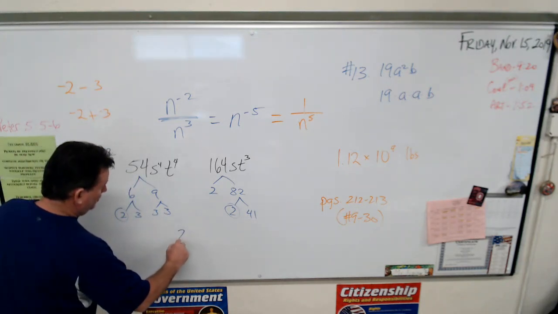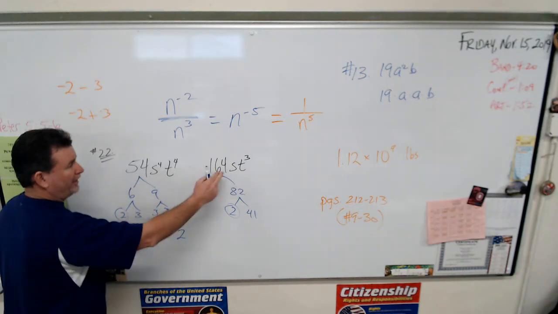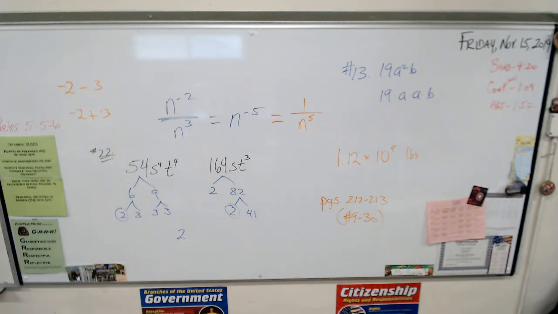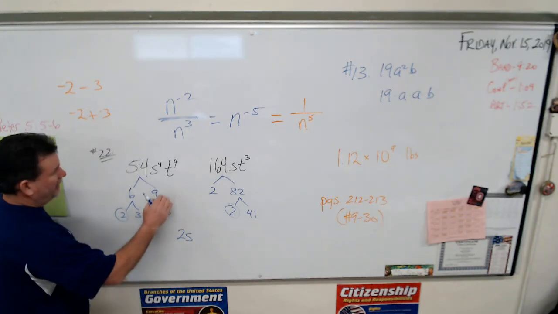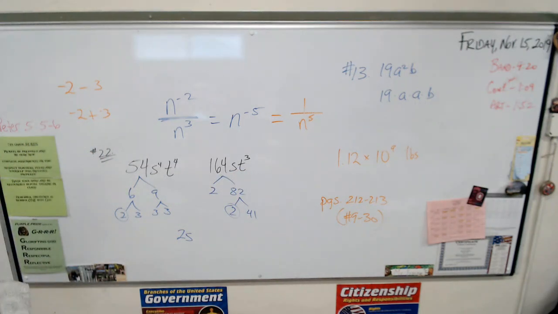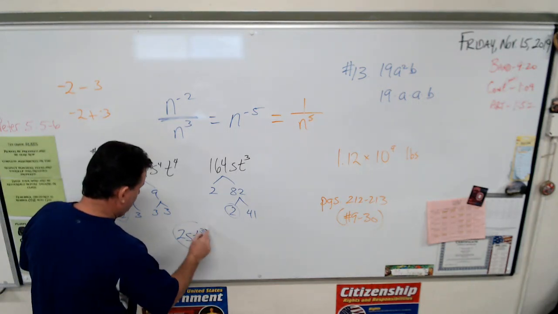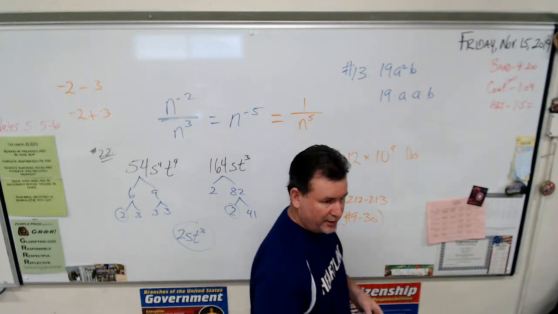So it'd be 2. I have S to the 4th and just an S. How many S's do they share in common? Just 1. I have T to the 4th and T cubed. How many T's do they share in common? 3. So the answer is 2ST cubed.